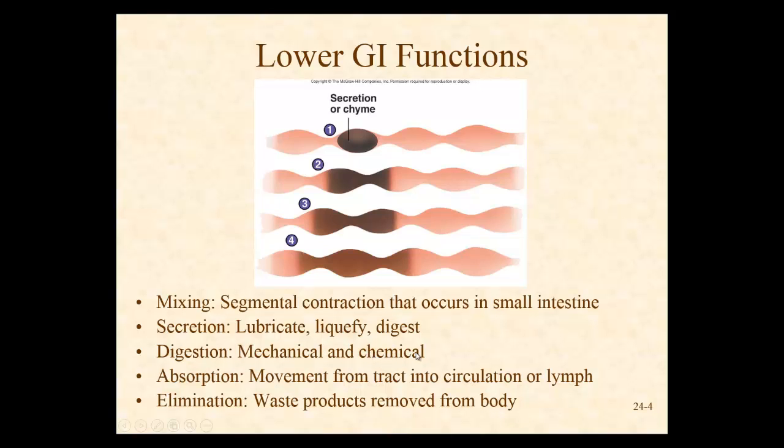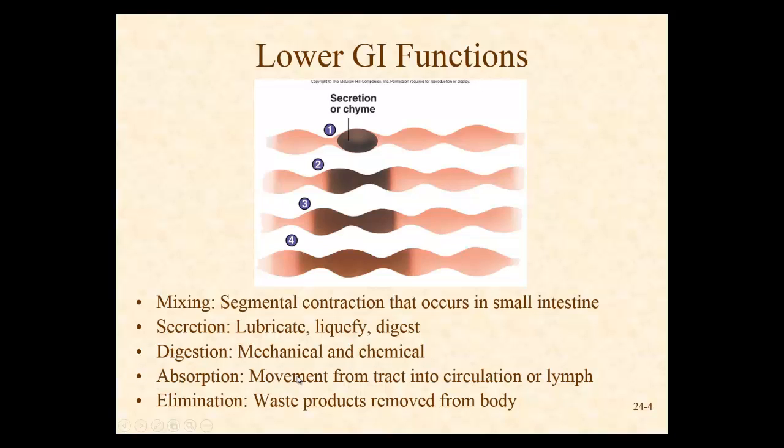Chemical digestion refers to digestive enzymes acting on the food. So those are chemicals breaking the bonds of those complex molecules and breaking them down into smaller units. For example, proteins are broken down to amino acids. Complex carbohydrates like starch are broken down into glucose. Fatty compounds are broken down into fatty acids and glycerol. So those are examples of different types of chemical digestion.